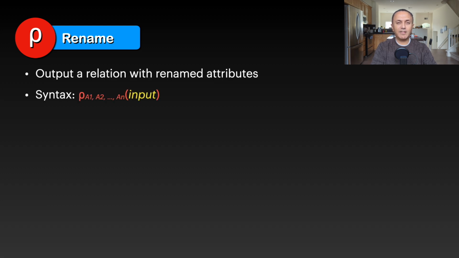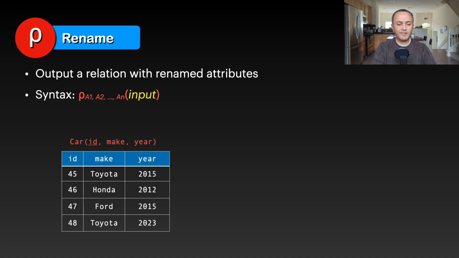This operation basically outputs a relation with renamed attributes. What does that mean? The syntax looks like this. It has rho, the Greek rho symbol, and a bunch of attribute names. And then, again, you apply this to the input that you have. In this case, again, we have the car table. Now we want to apply this rename on it. So we're going to say rename ID, brand, year, and apply this to the table car.